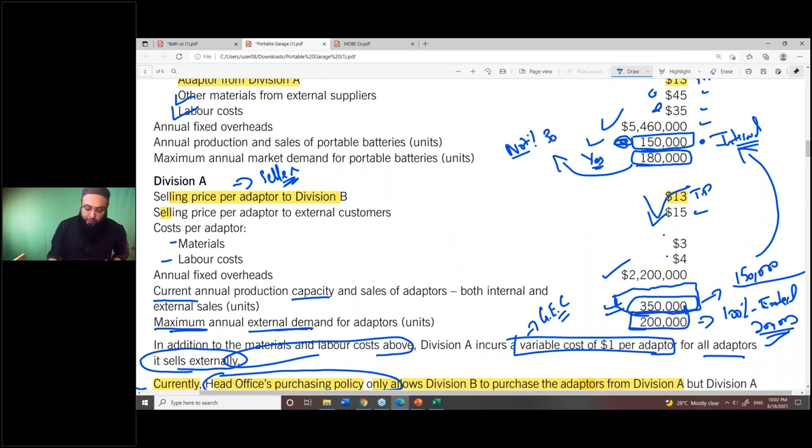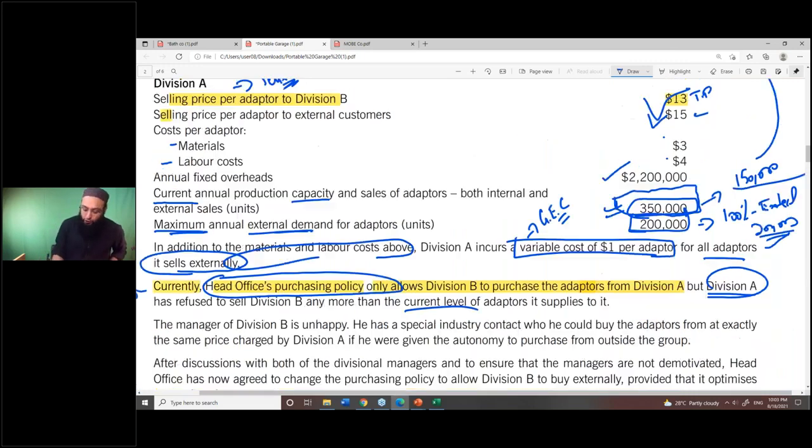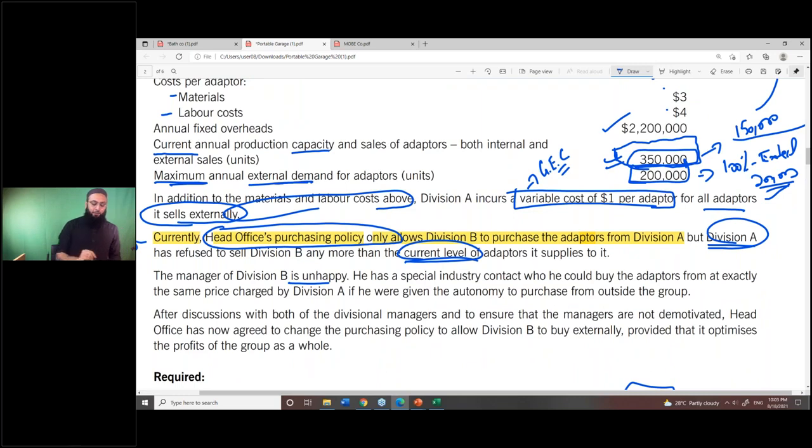I need 30,000 more, because the demand is 180 and you are giving me 150. By 30,000, I cannot fulfill my entire demand. But A said, sorry, I cannot supply you more. Okay. The manager of B is unhappy. That's inevitable. He has a special industry contact who he could buy the adapters from at exactly the same price charged by A if he were given the autonomy to purchase from outside the group. He says, I can buy at the same price of 13.